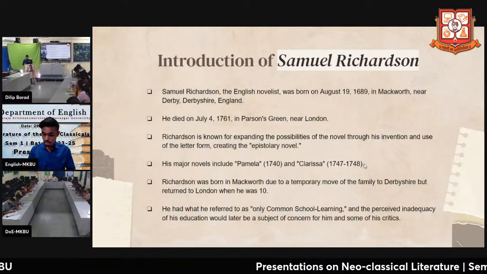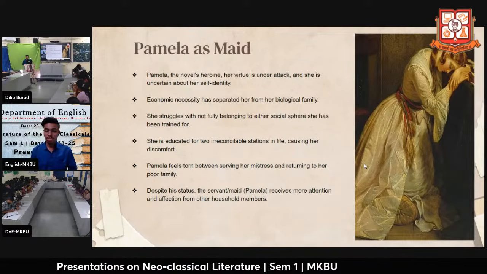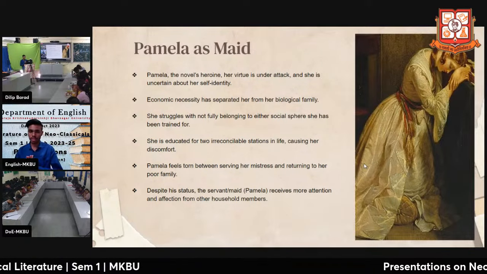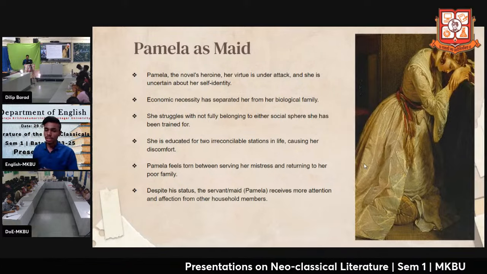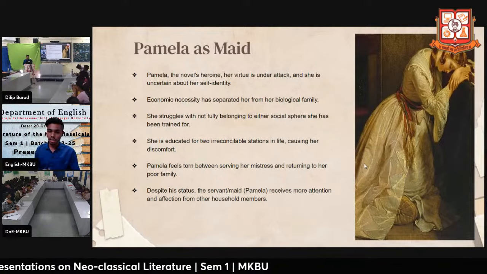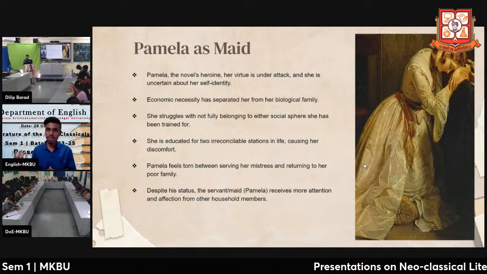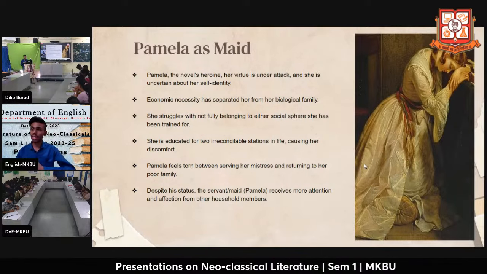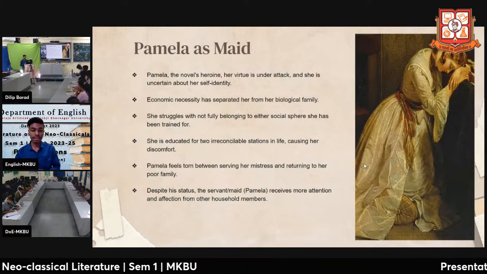Now we will come to the main part of the presentation. Pamela is a maid. In the novel, Pamela is the name of the novel's heroine. Her virtue is under attack and she is uncertain about her self-identity. In this novel, you can find that she comes from a very lower class family and she is also trying to find her self-identity.